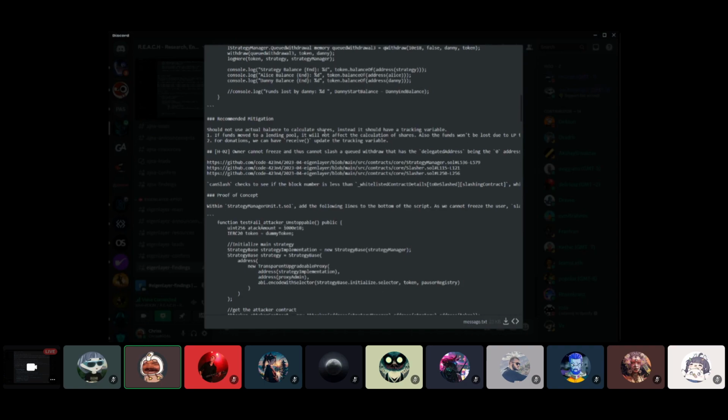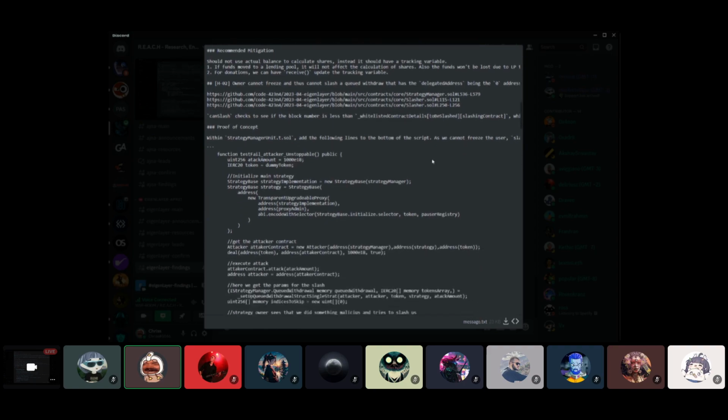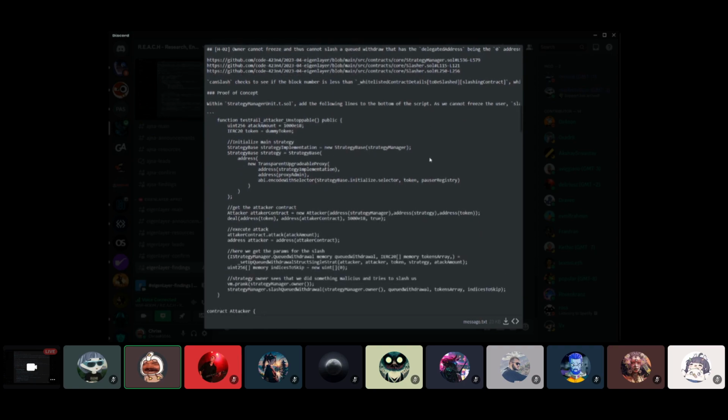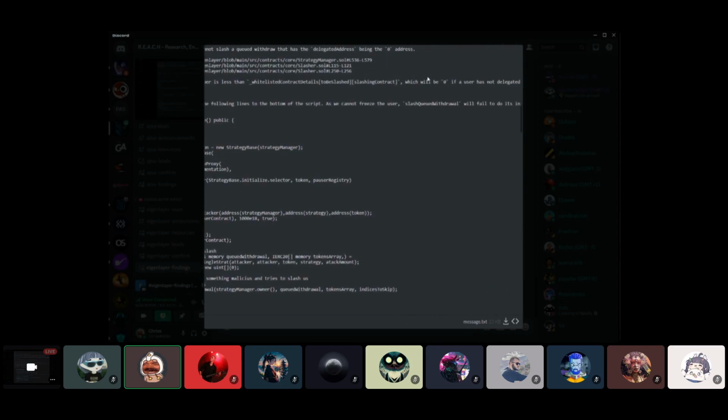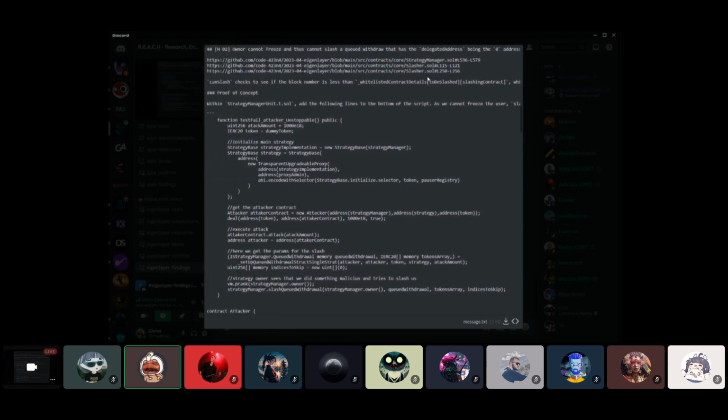Then we've got the second high vulnerability. I believe we managed to disprove this one actually, but I will still present the thesis that we had. Essentially, the owner cannot freeze and thus cannot slash a queued withdrawal that has a delegated address set to the 0 address. The protocol has a system of delegating your shares to another account, which is a verified operator who can actually perform operations in your name.